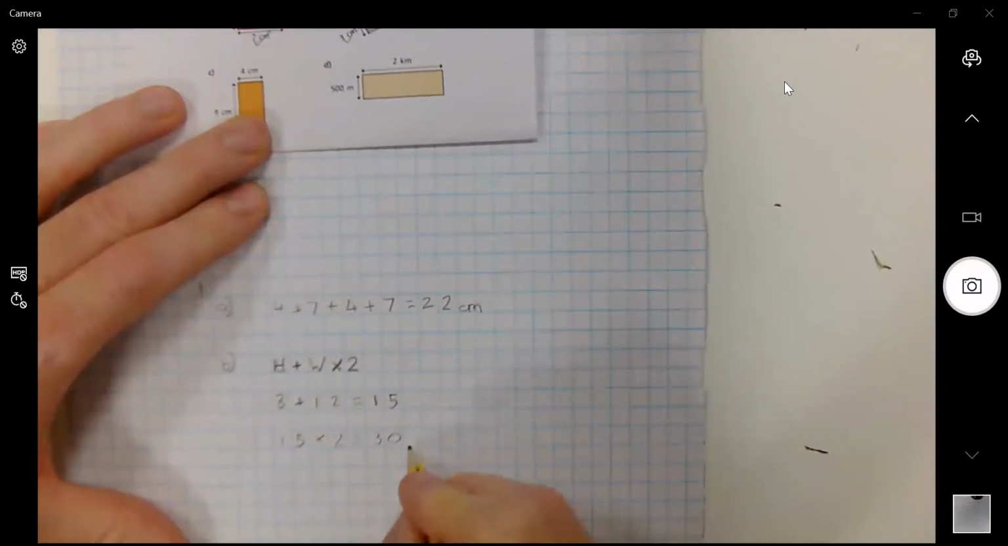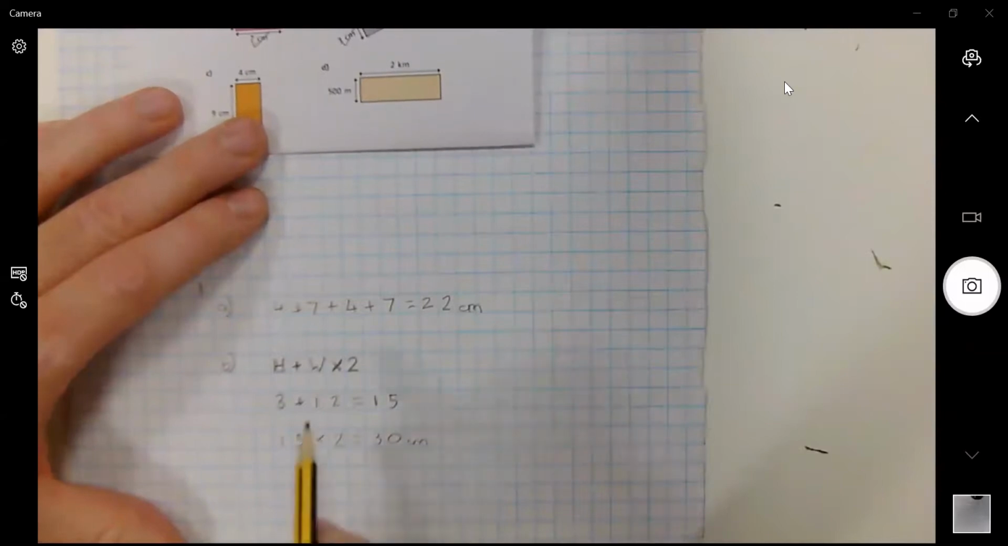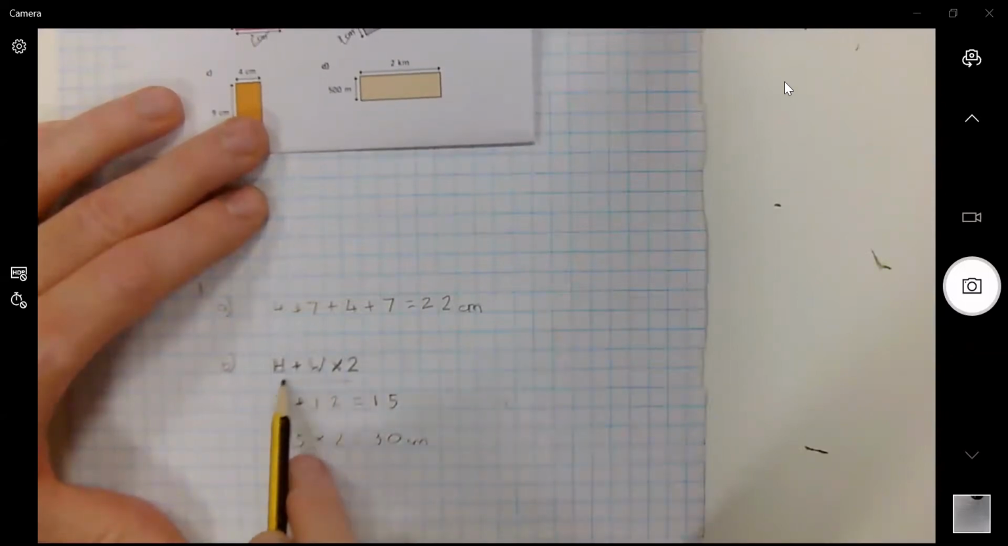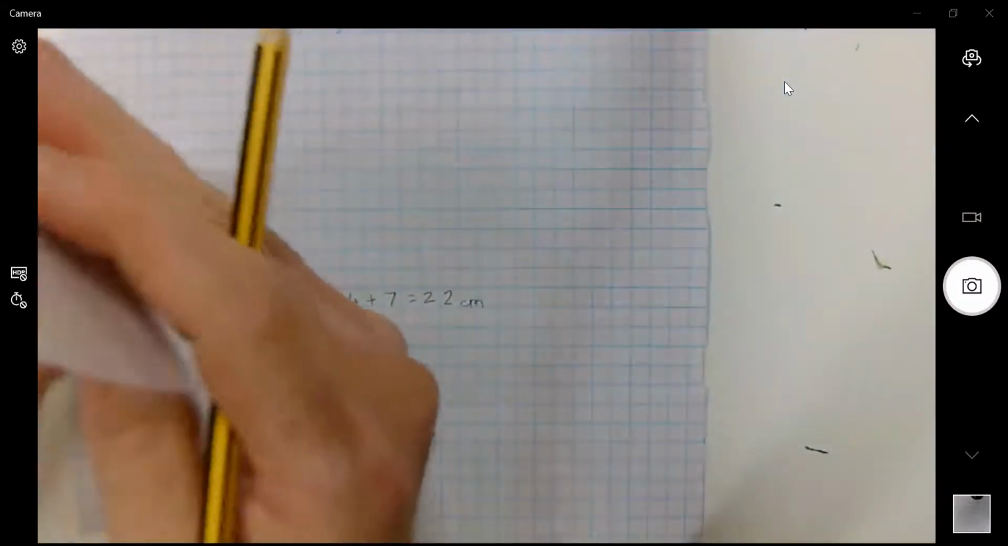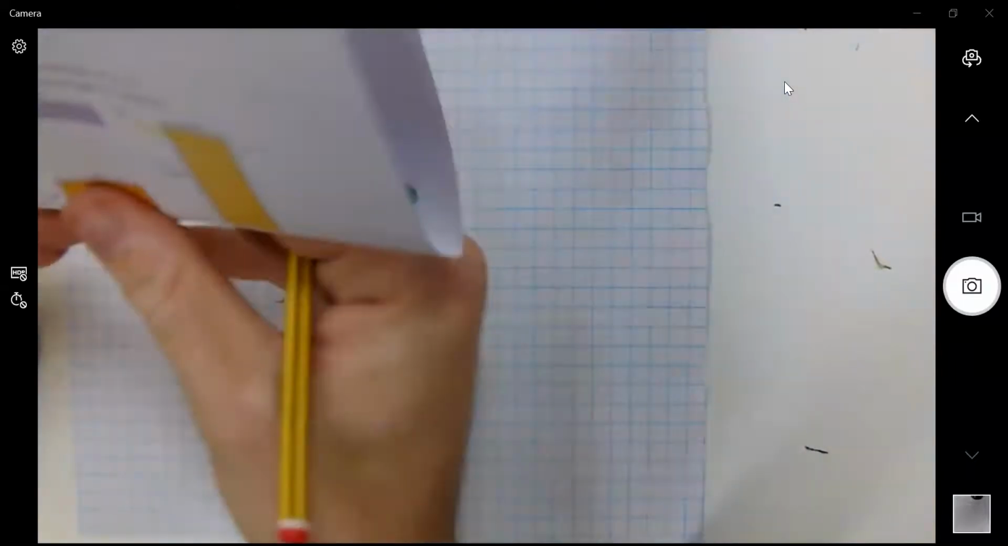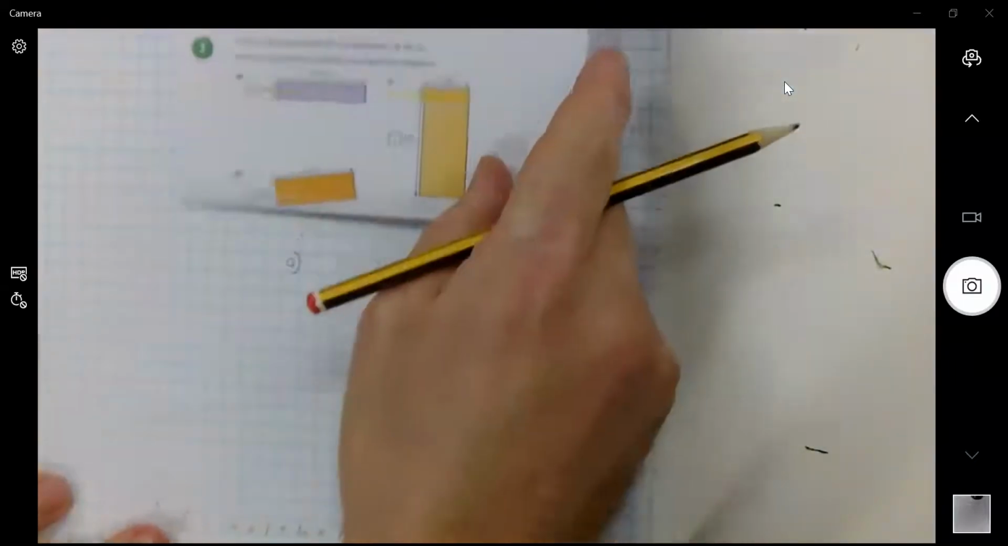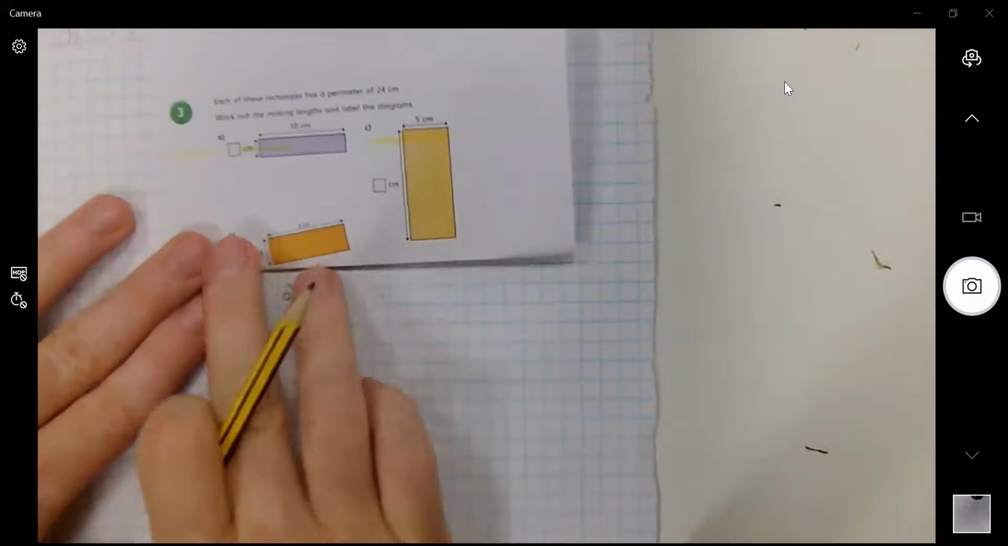Now I could leave it like that. However, I need to add on my measurement here for centimeters. Now I can use this formula here, the height plus the width times 2, to help me work out some missing measurements. Let me just get the questions that we did last week. Here we are. So let's have a look.